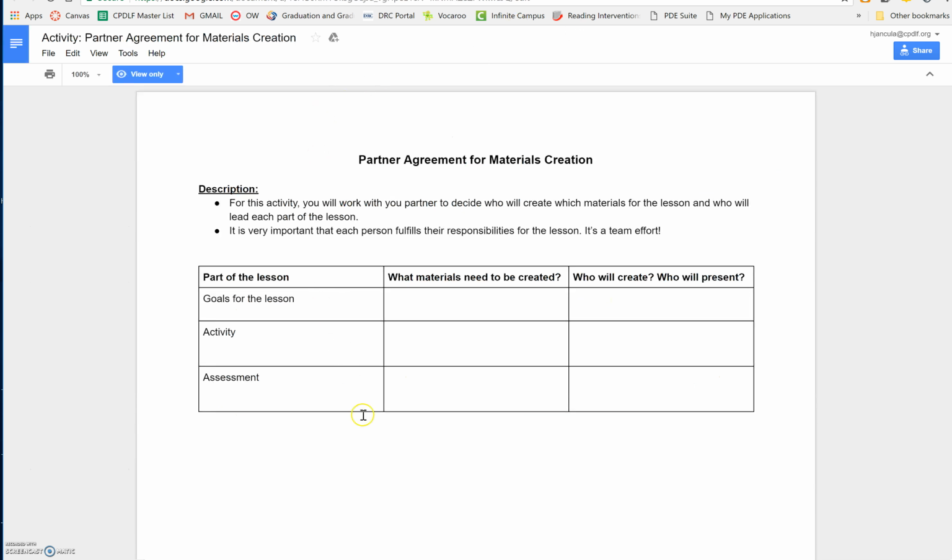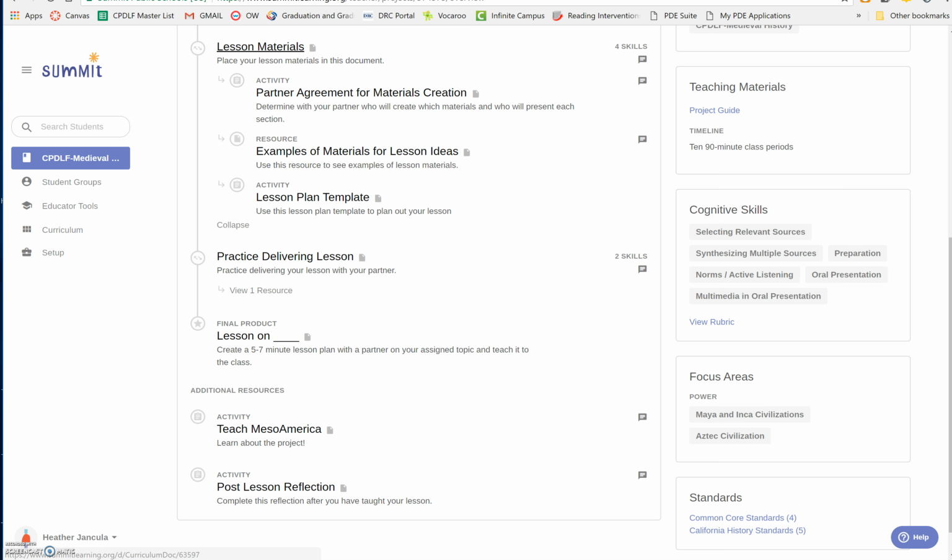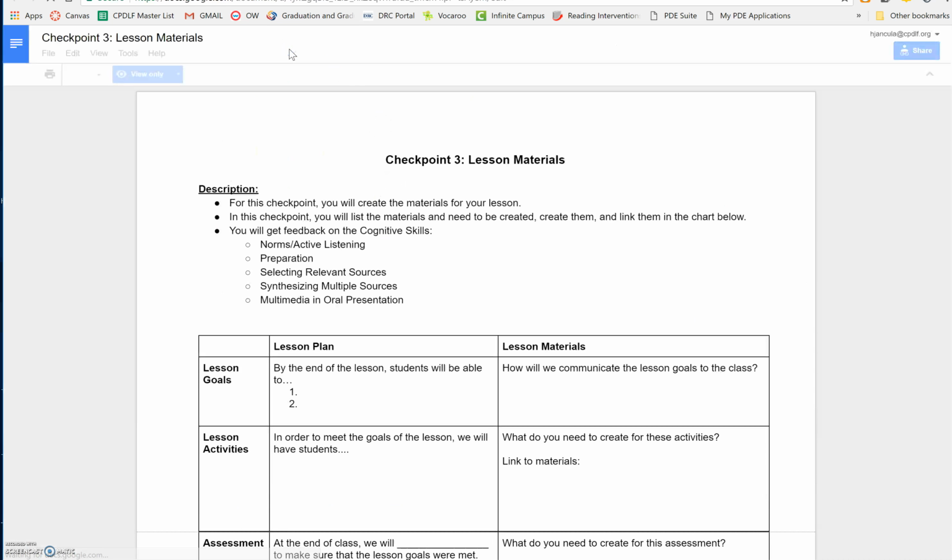And then this is the partner agreement. You don't really need to do this unless you do have a partner. Okay, so what are your goals? Who's going to create what? So this is a partner agreement. There's the example lesson plans I just showed you, and then there's your lesson plan template. And then just make sure that you are submitting the checkpoint 3.